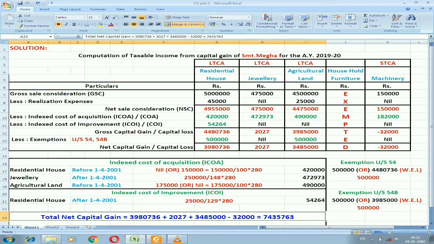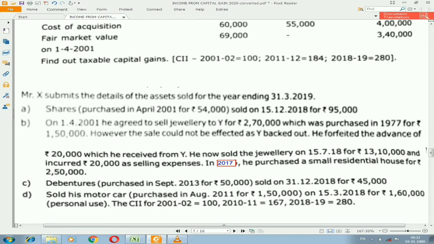You can see here I have made it net capital gain. I have added all the incomes and I have deducted the negative value. I got the capital gain amount of rupees 74,35,763. Let us start with one more illustration.